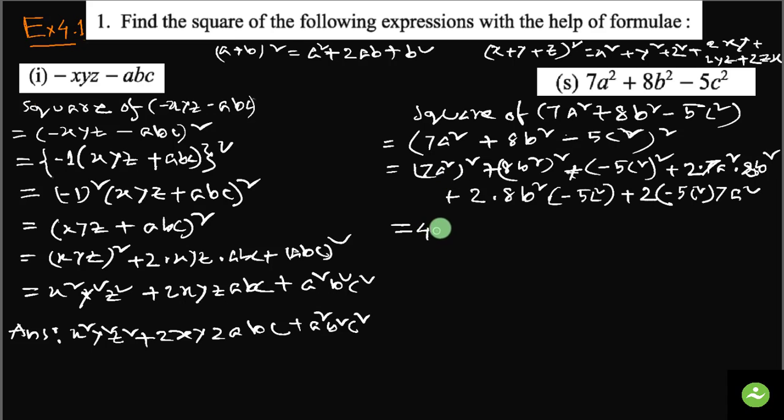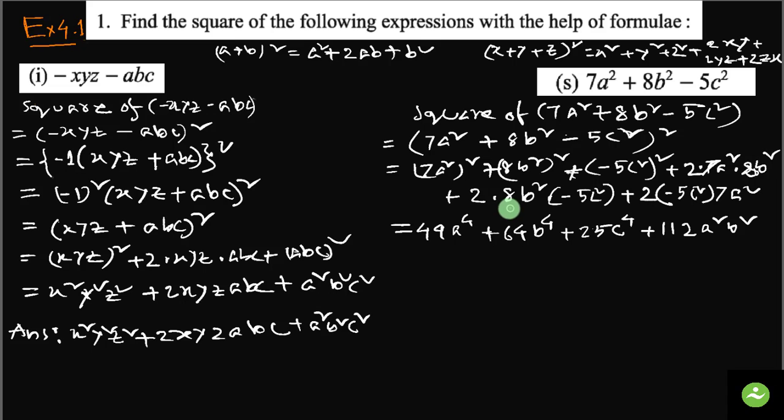7a square into 7a square means 49 a to the power 4, plus 8b square into 8b square, 64 b to the power 4, minus 5 into minus 5 means 25 c to the power 4. Then 2 into 7a square into 8b square, then 7 into 2 means 14 into 8 equals to 112, so plus 112 a square b square.